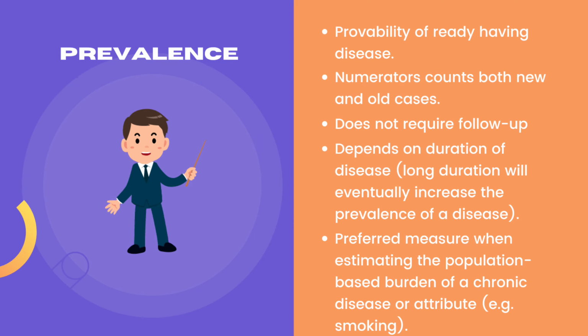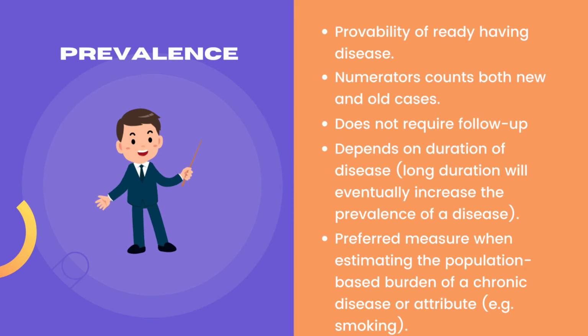While prevalence, probability of already having disease. Numerator counts both new and old cases. Does not require follow-up. Depends on duration of disease. Long duration will eventually increase the prevalence of a disease. And last one, preferred measure when estimating the population-based burden of a chronic disease or attribute. For example, smoking.